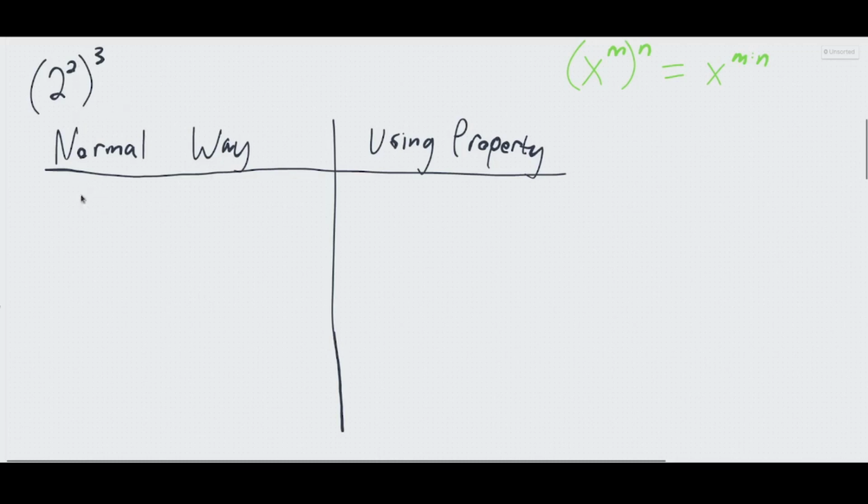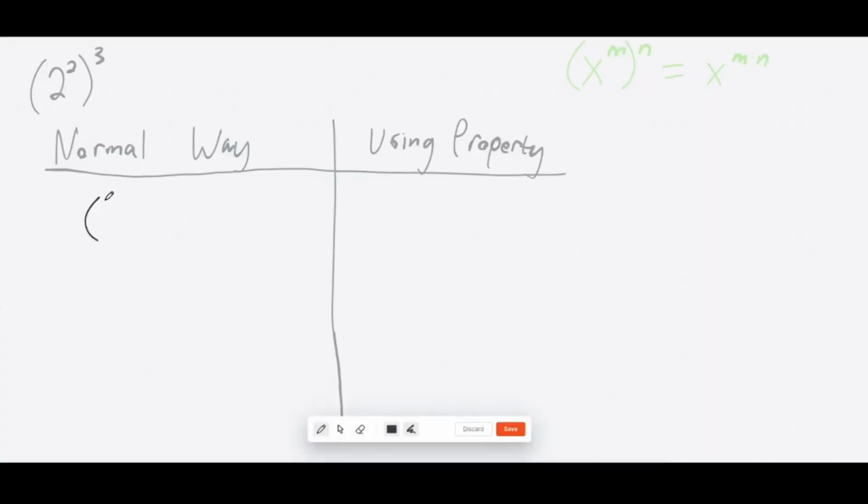So if we work this out, 2 squared would be 2 times 2, which is 4. And then that 4 will be left inside the parentheses, and then it will be cubed. 4 cubed is 4 times 4 times 4, which is 4 times 4 is 16, and then times 4 again would be 64. So that's the way we would calculate it normally.